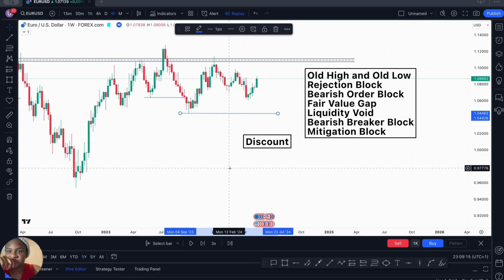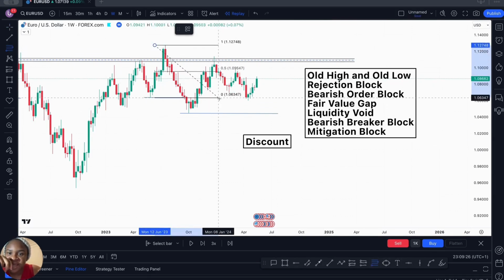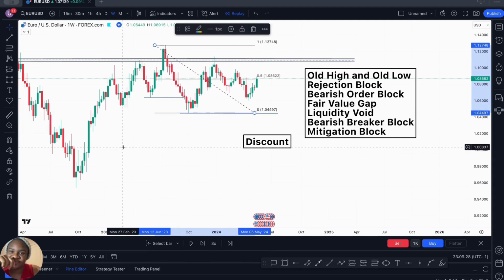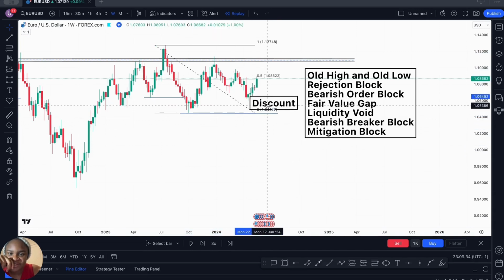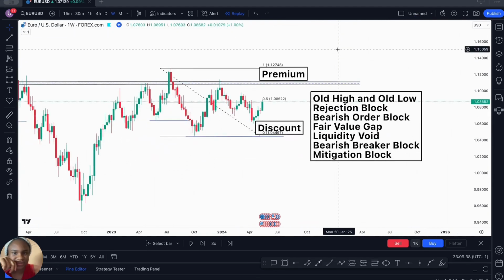Do you see how beautiful it is? Is there a rejection block? No, for now. Is there a fair value gap? I forgot one thing. I forgot to put my Fibonacci from the high to the low. Do you see it? So my Fibonacci is going to be my guide. And I forgot to let you guys know that this is my discount and this is my premium on 1 week. Do you understand me?